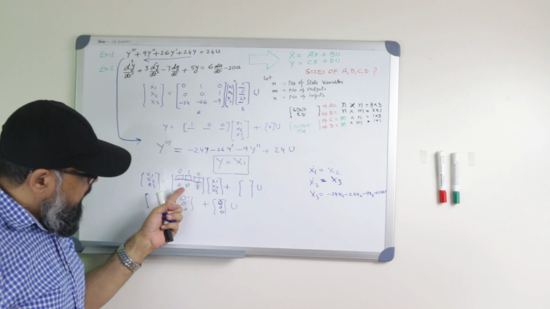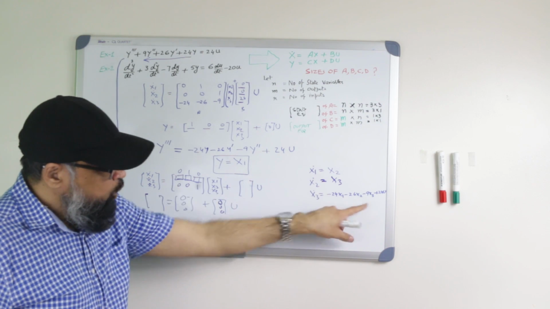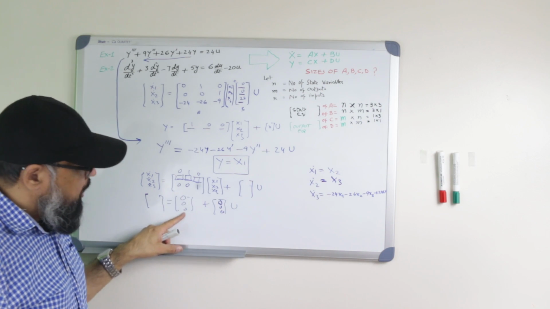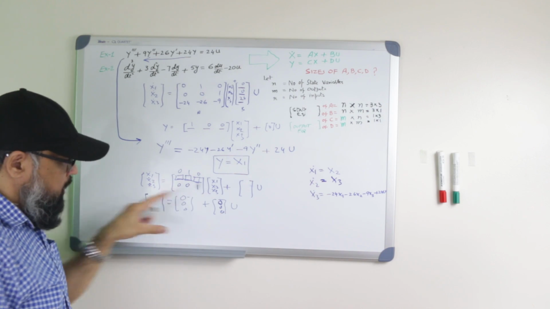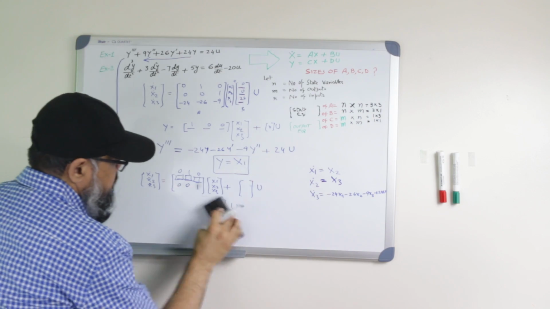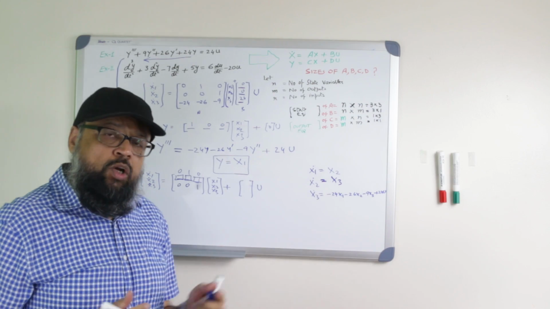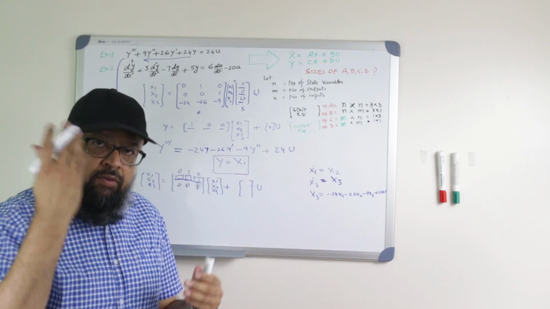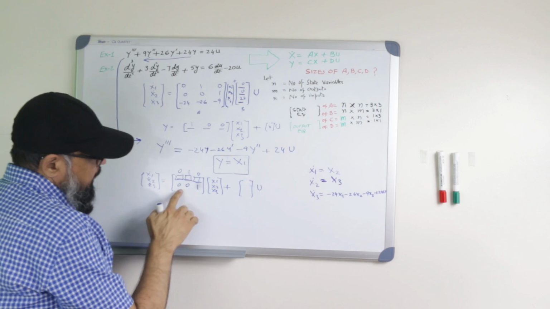So what should I write in the second row? 0, 0, 1. And in the third row, what should I write so that I can get the value of x3, because x3 is the third row? This is what we are going to do next. I hope you understand this concept. It's a very simple Year 12 concept, but some students might have forgotten it. And now, what should I write here?